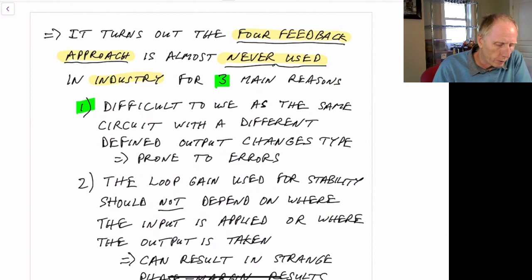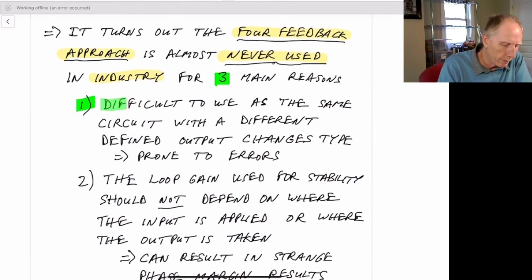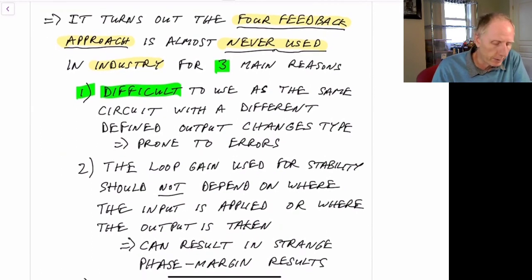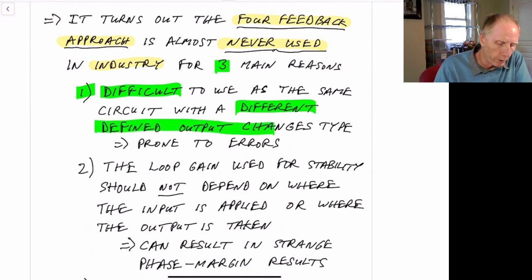So the first, it turns out it's fairly difficult to use. I've seen many professors mess this up. What you find is that the same circuit, but with a differently defined output, will change the type.